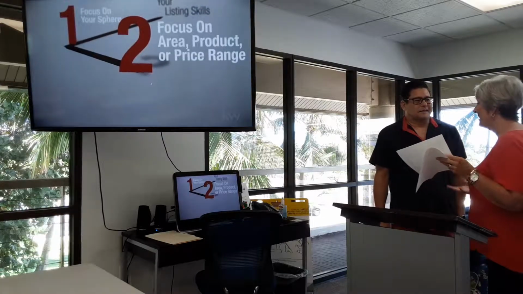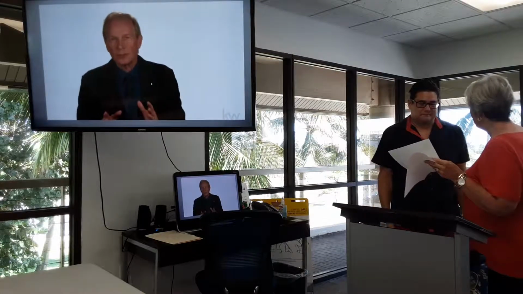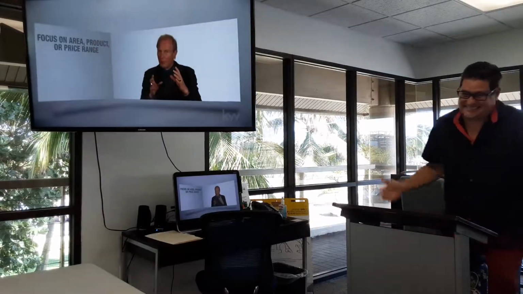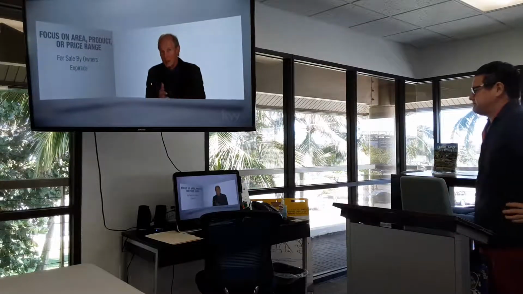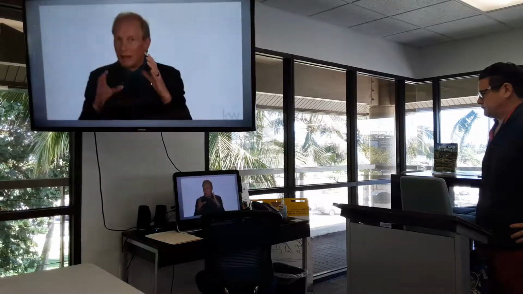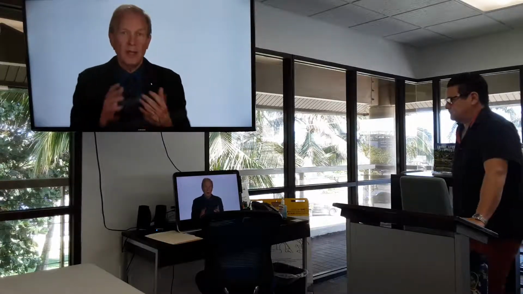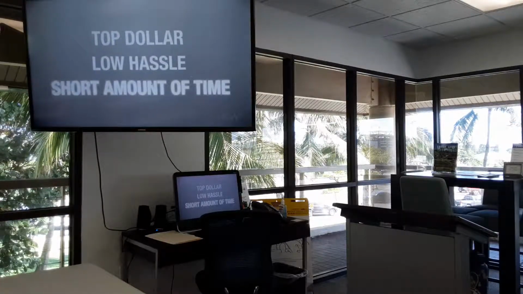Step two, focus on an area, product, or price range. When you develop mastery of a product or an area, you will much more quickly succeed in those areas. And in that area or in that product or price range, focus on the FSBOs, the expireds, door knock, geographic farm in that area, and I'm talking a fairly tight area, so that the people in that area will really identify with you as someone who can help them sell property for top dollar with low hassle in a short amount of time.